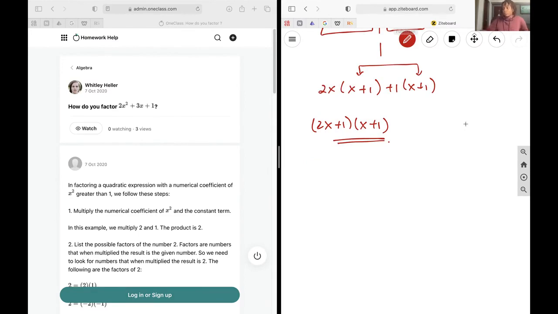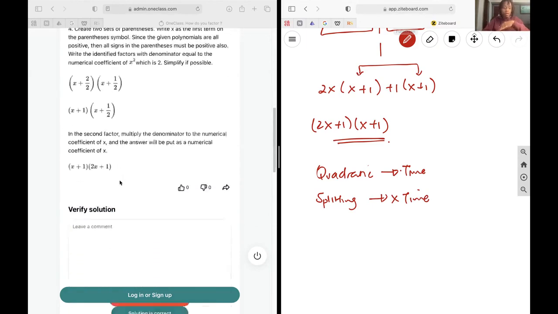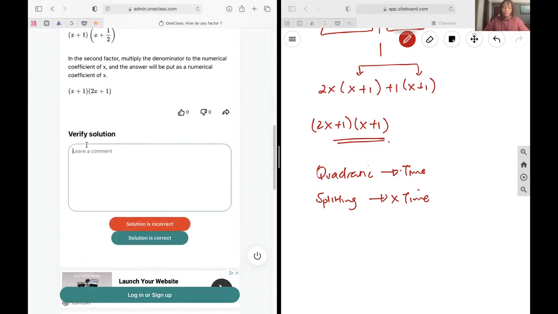And so, use quadratic if you're not quite good at doing it this way and you have the time. Okay? Use the splitting method if you don't have the time and would just like to do it quickly and you're familiar with factoring such that you can easily FOIL to check your answer or visually inspect to check your answer. But the final answer is going to be x plus 1 multiplied by 2x plus 1.